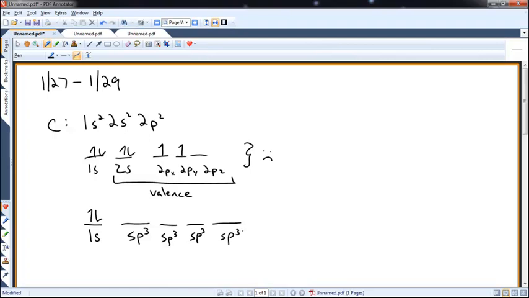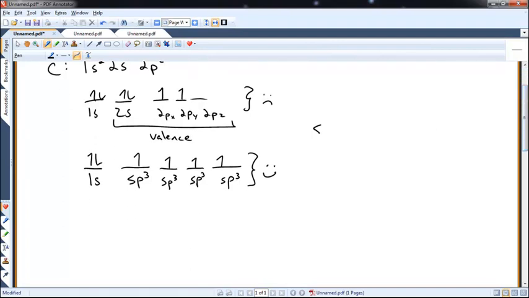How many electrons do we have total? 1, 2, 3, 4. We populate them according to, I believe it's Hund's rule, one electron in each orbital. And a half-filled orbital is better than this weird combination of not half-filled orbitals. So this is energetically a better thing to do. We call this the sp3 hybridization scheme, so we usually just refer to it as sp3.